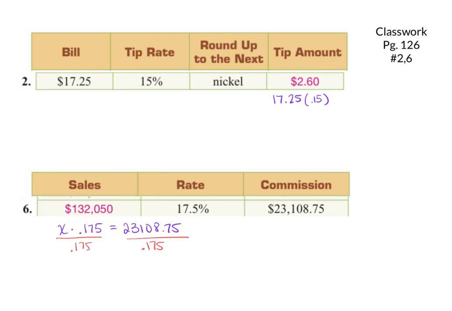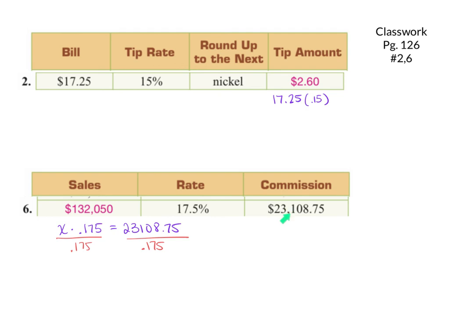So for this first one, they gave you the bill, they gave you the tip rate. They wanted you to round to the nearest nickel, so the nearest in terms of 5, right? I mean, that's what a nickel is. So you should have taken $17.25 and multiplied by 0.15 to get your $2.60, all right?